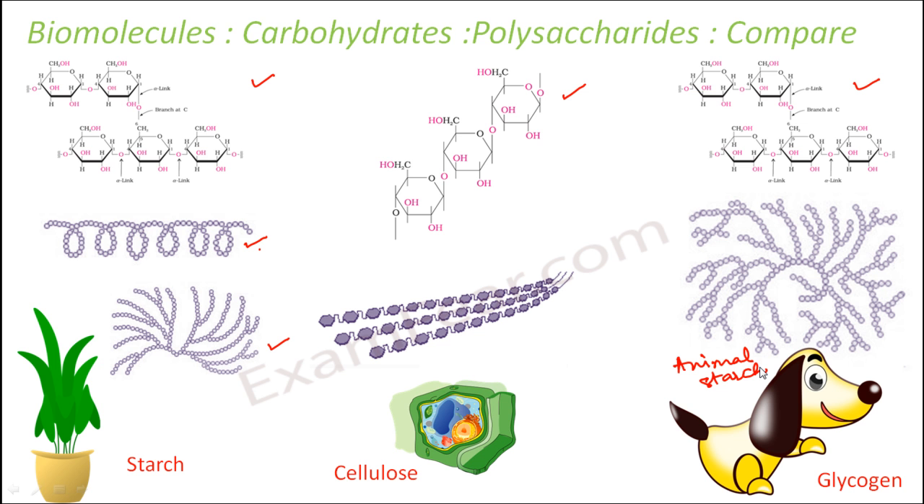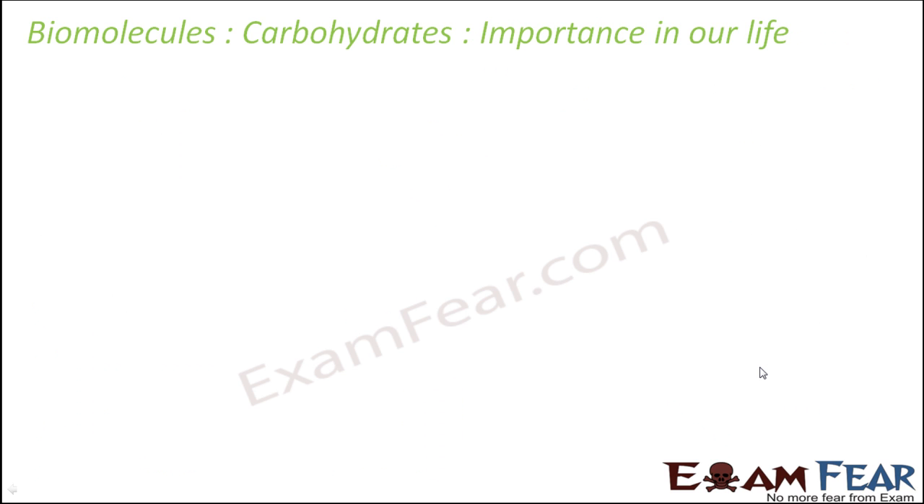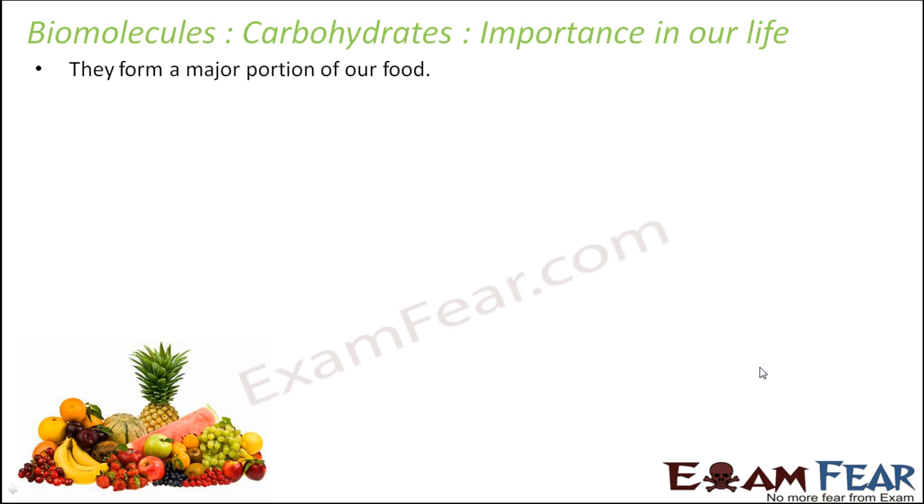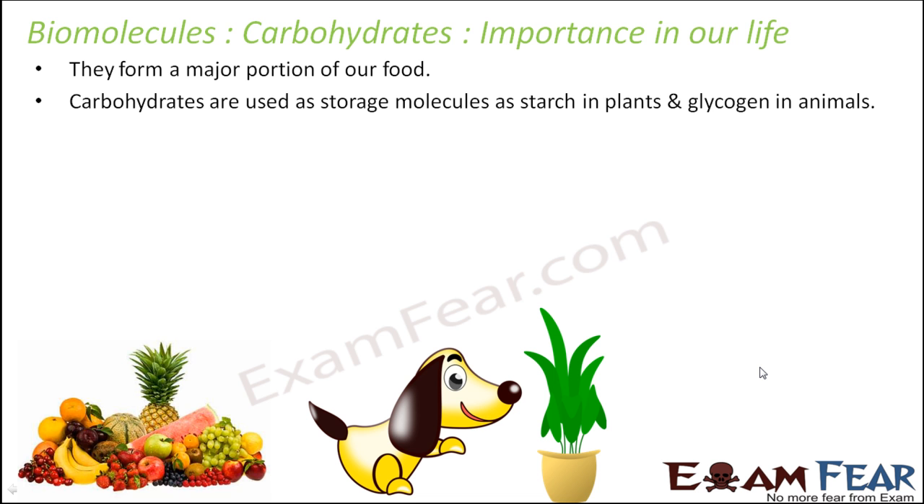So I think with this we have discussed almost everything about the carbohydrate. So let us quickly discuss the significance of carbohydrates in life. They form a major portion of our food. For example, the vegetables and the cereals which we eat are all a good source of carbohydrates. Carbohydrates are used as storage molecules as starch in plants and glycogen in animals.